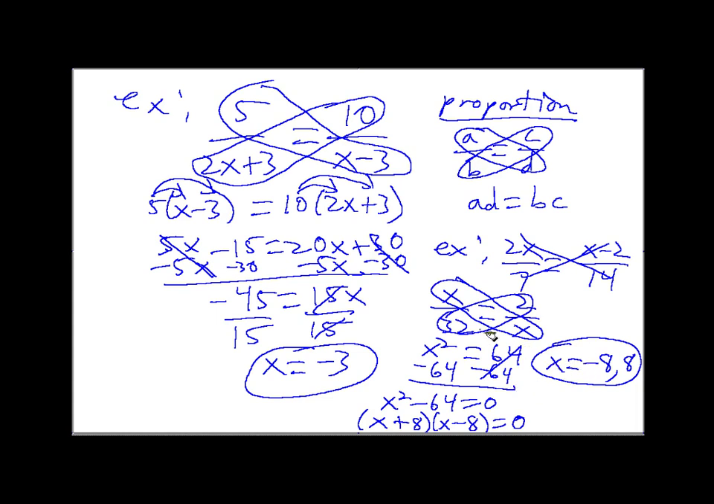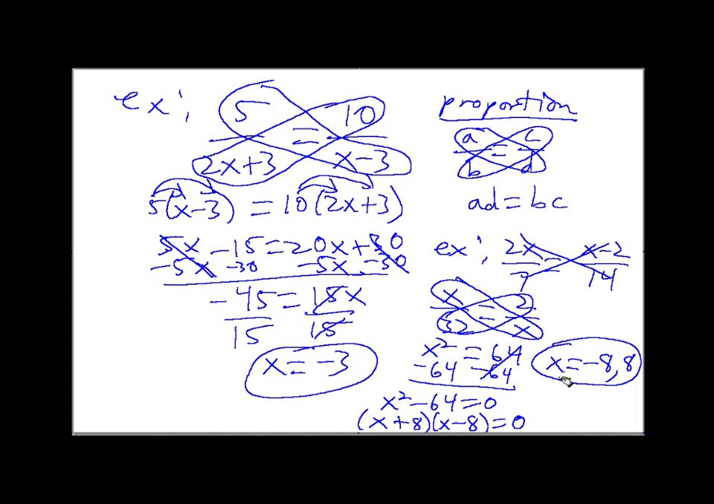Okay, so my solution again, in solving proportions by cross multiplying, in this case, I have to solve by factoring as well. And I get my two solutions here, negative 8, positive 8. Okay, so make sure we see that in this problem. All right. Let's go ahead and look at a couple of application problems for proportions, if you will.